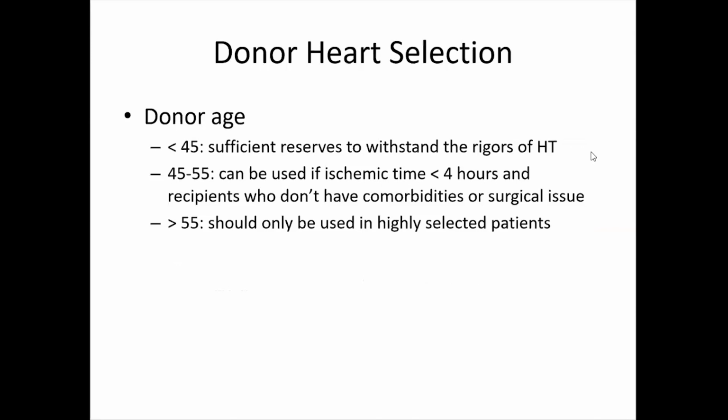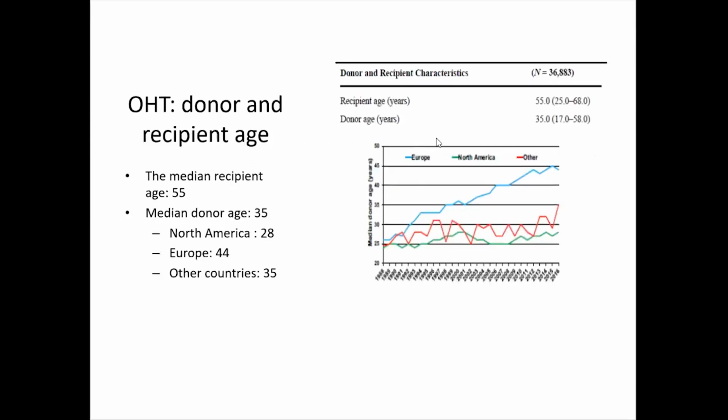For example, if they have pulmonary hypertension, maybe it's not good for them. If they have a redo surgery, we have to consider all these parameters. If they're over 55, we rarely consider it, except for the patient that we think is really going to benefit from this transplantation. We can consider those patients.